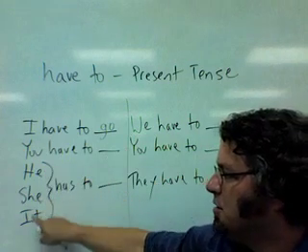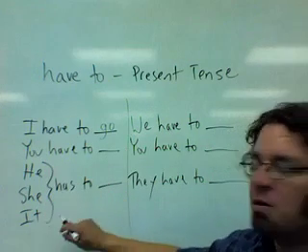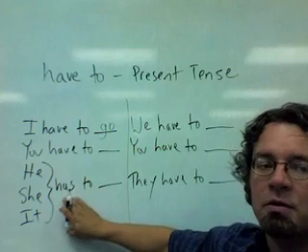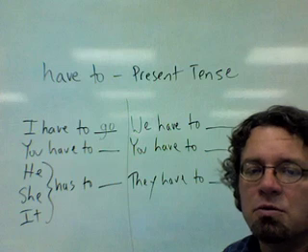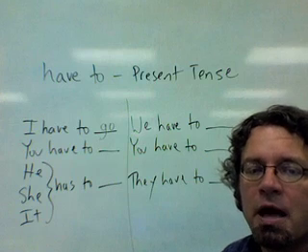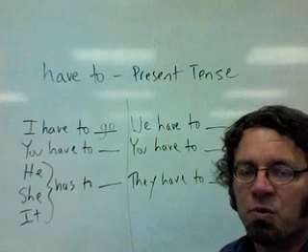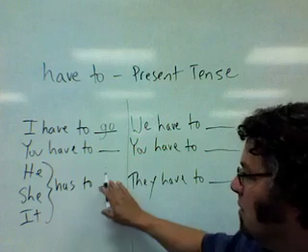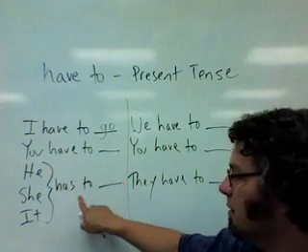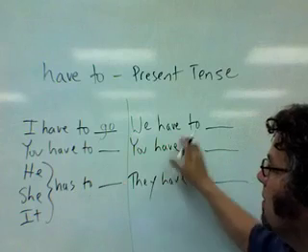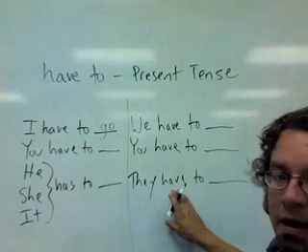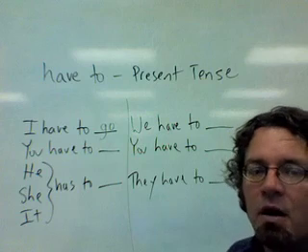After he, she, or it, in the third person singular, use has. He has to do some shopping, or he has to finish his work. So the main verb would go here, but this changes to has. We have to, you have to, and they have to.